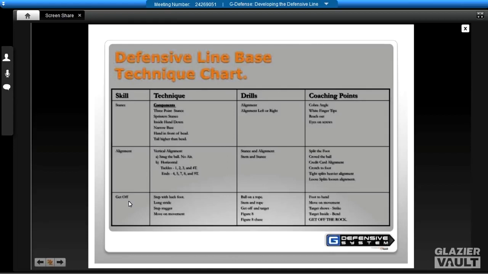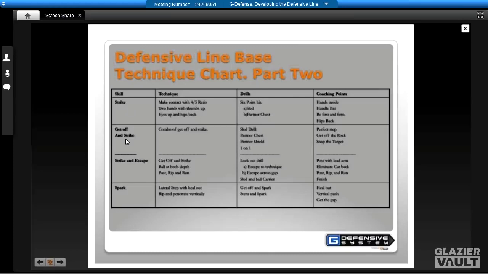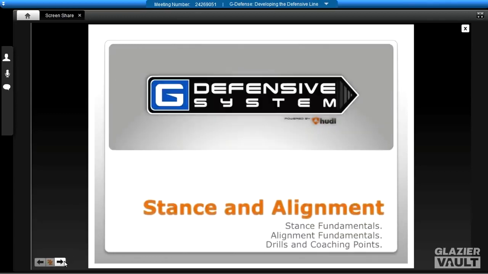We do this for alignment. We do this for get off. We do this for strike. We do this for get off and strike, strike and escape, and spark. These will be the individual techniques that we'll teach our kids.